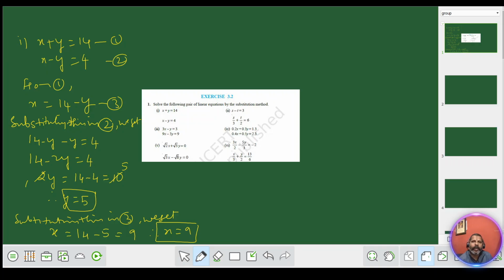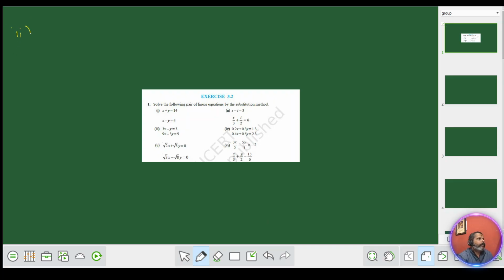You always need to verify the values you obtained. Just check. y is 5, x is 9. Putting in the first equation, 5 plus 9, that is 14. Yes. x is 9, y is 5, 9 minus 5 is 4. Yes. We got the proper right hand side values, so it confirms that the values obtained are proper. We'll move to the next question.